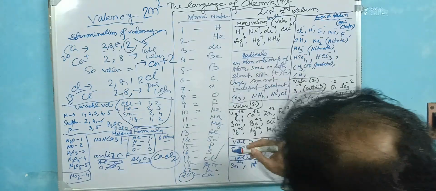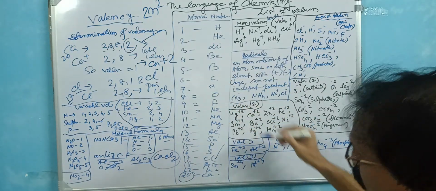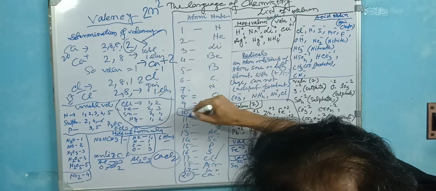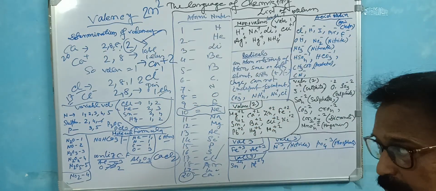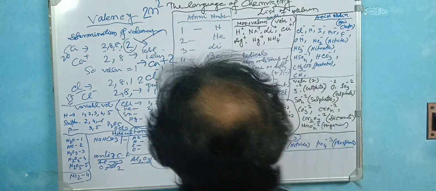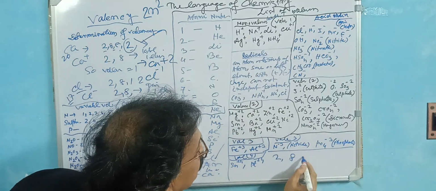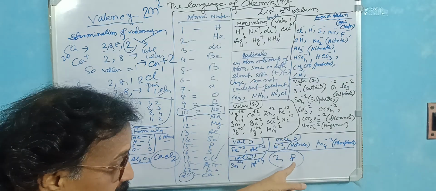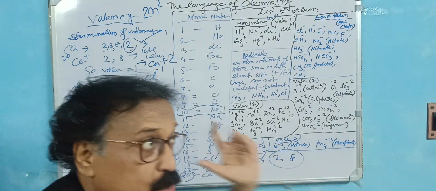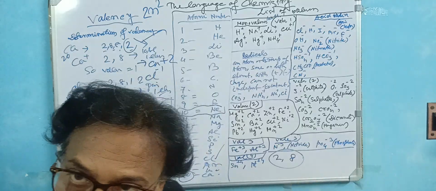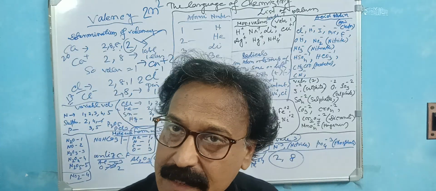So in this way you calculate the valency of neon. Neon is 10. In which way is neon 10? So 2, 8. Look now, the last cell is 8, complete. So it does not gain or accept any electron. That means no chemical reaction is performed.